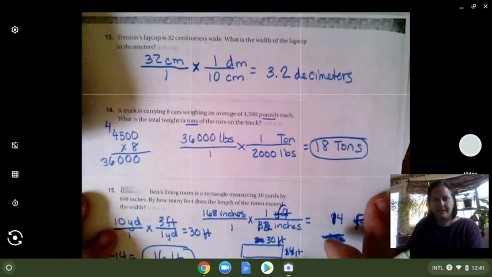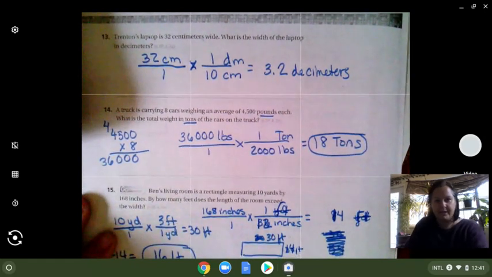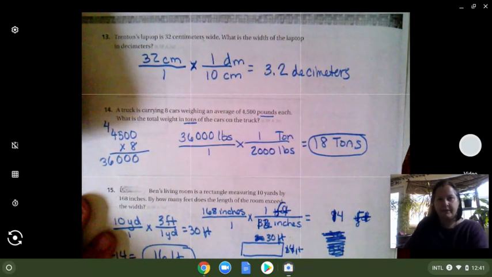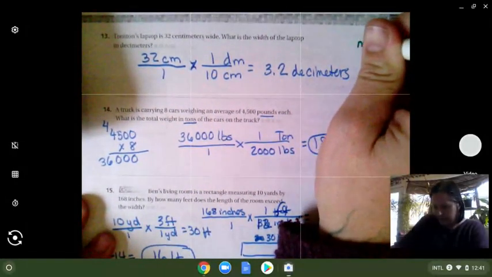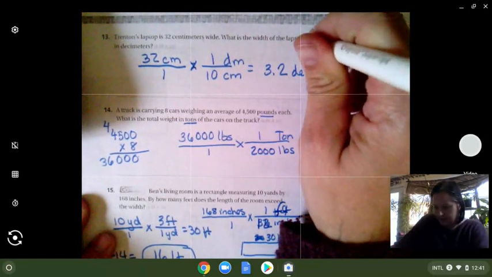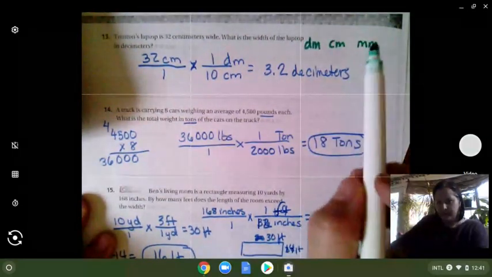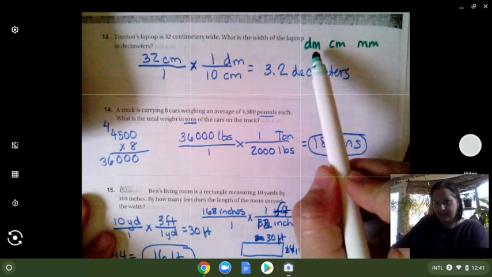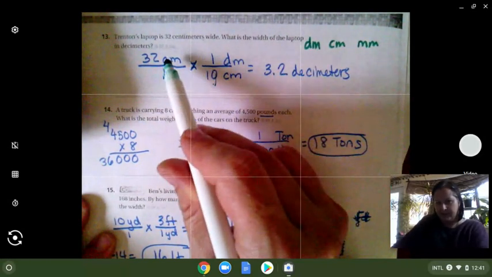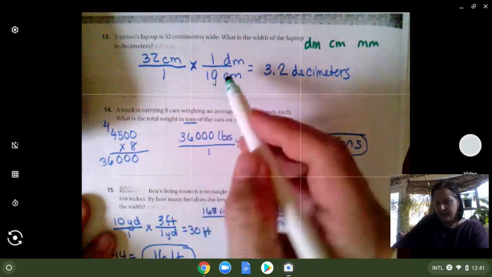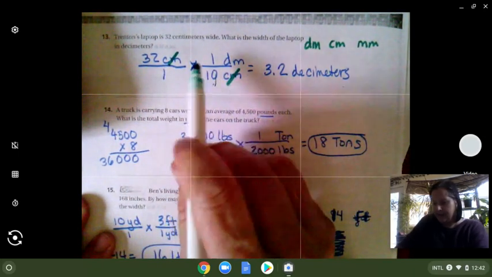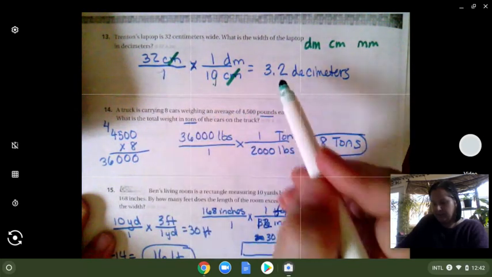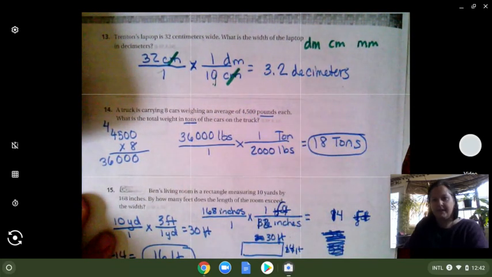All right, number 13, Trenton's laptop is 32 centimeters wide. What's the width of the laptop in decimeters? So decimeters and centimeters are right next to each other. Remember, it goes millimeters, centimeters, decimeters. So there's 10 centimeters in a decimeter. And that's our conversion here. So you write what you know, write your conversion, cancel out the centimeters. 32 divided by 10. When you divide by 10, you move your decimal one spot, so it'll be 3.2 decimeters.